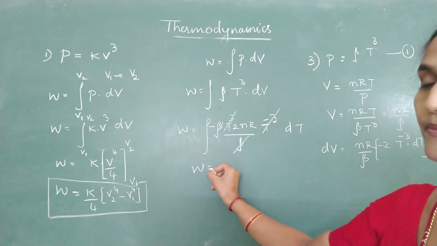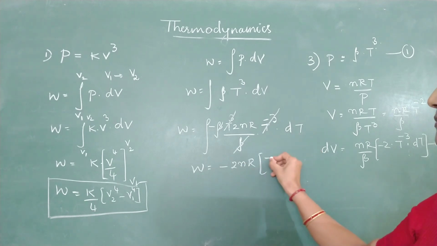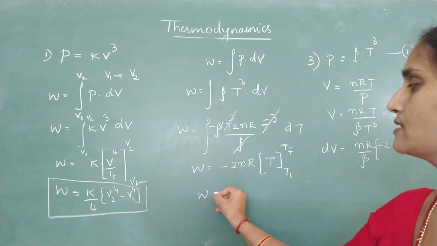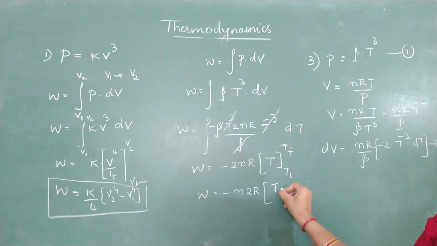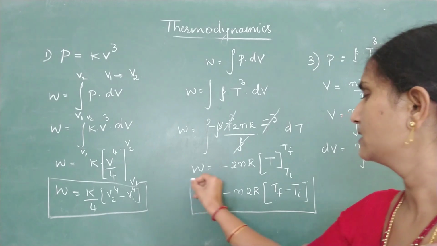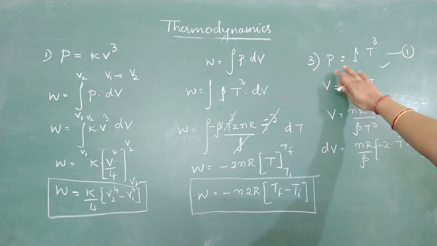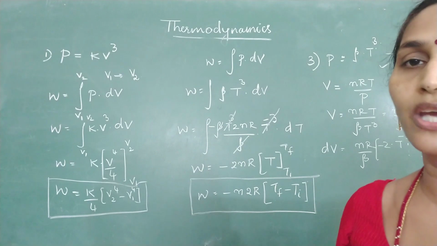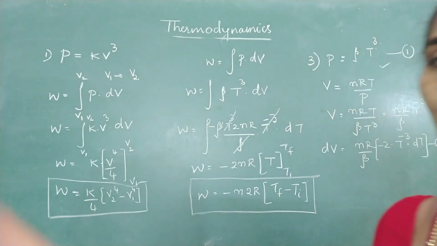What is work done equal to? Minus 2 nR. Integral of dT will give me T. Limits are from initial to final. Substitute the limits: minus 2 nR into T final minus T initial. So this gives you the amount of work done if a thermodynamic process obeys the relation P is equal to beta T cube. So these are some 3 examples where some equations will be given and you will have to evaluate the work done. Then let's look into some more applications.